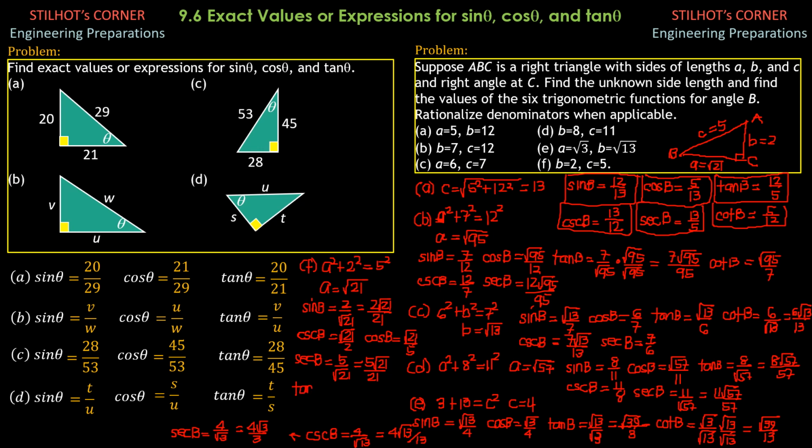Tangent of B is opposite of B, 2 over adjacent square root of 21. Then after we multiply and divide by square root of 21, final answer 2 square root of 21 over 21. Then reciprocal of tangent is cotangent of B, which is simply square root of 21 over 2. So that's it for this video because it is already long.